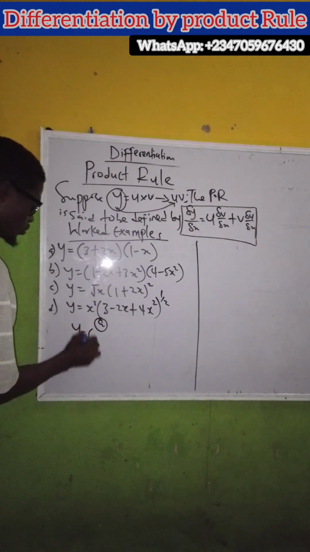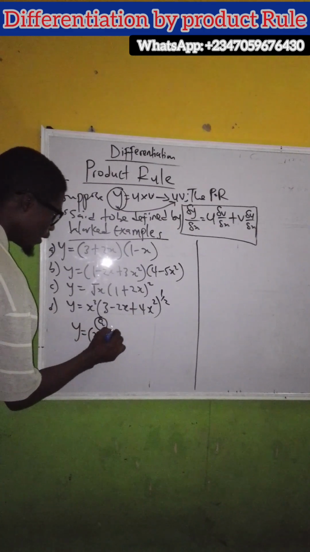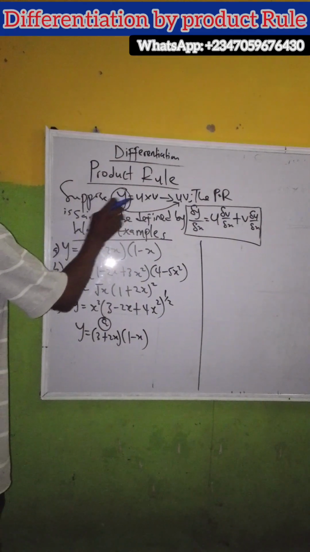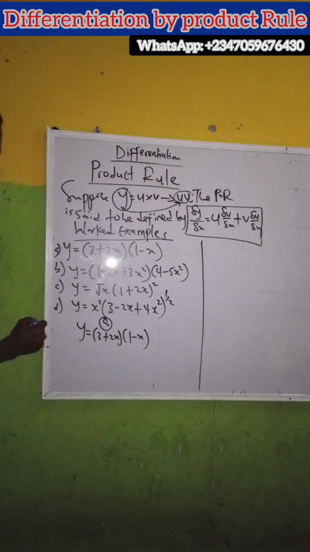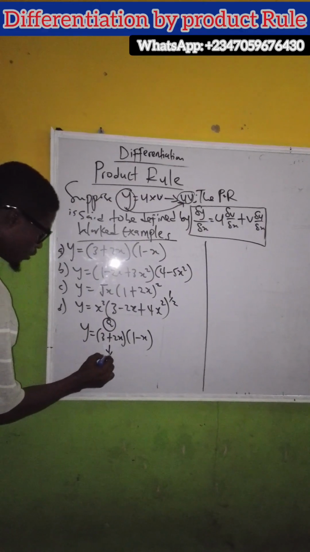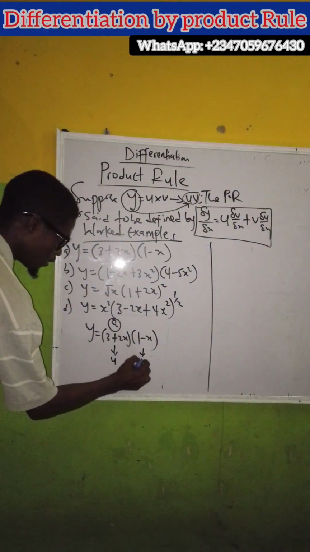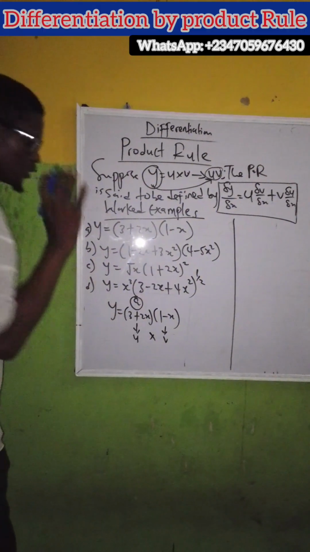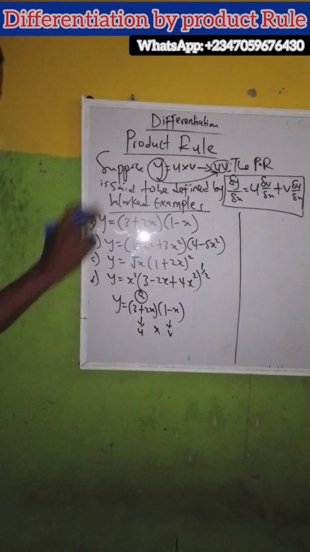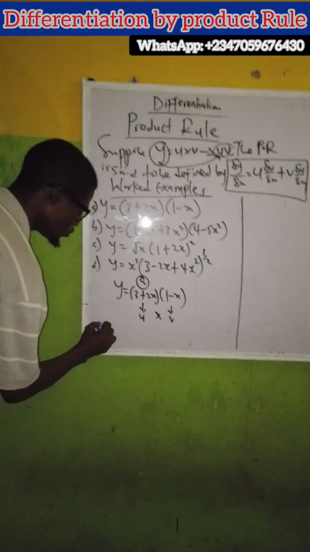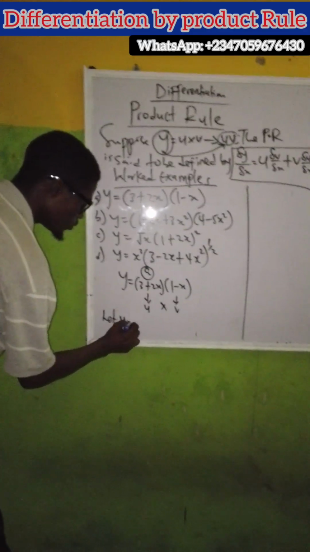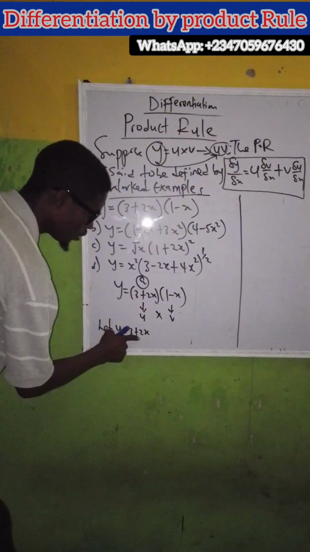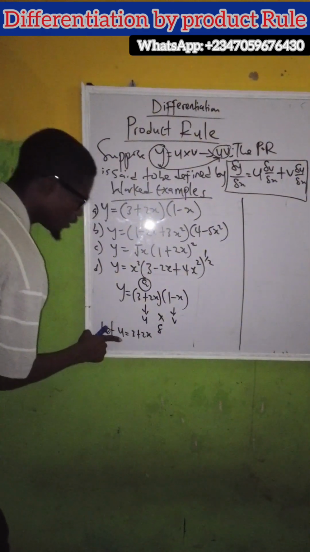So moving on to the first one, we have y equals 3 plus 2x times 1 minus x. Don't forget, according to product rule, it's coming with uv, which means this first bracket is u and this second bracket is v, and y equals u times v. The relationship between them is multiplication. So let u equal 3 plus 2x, then we are going to differentiate u with respect to x.